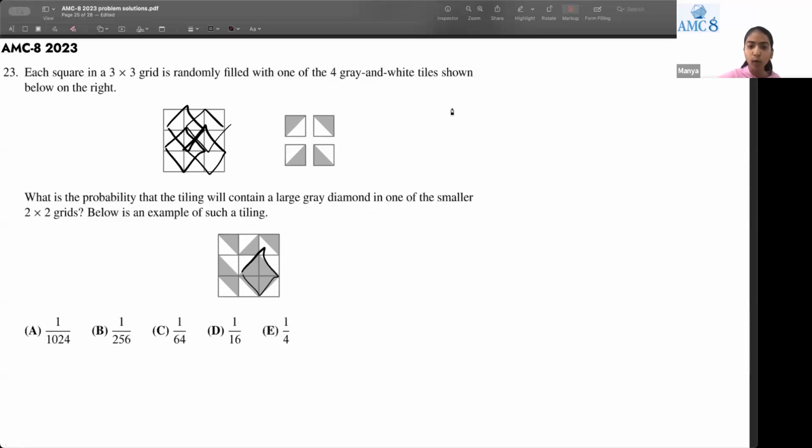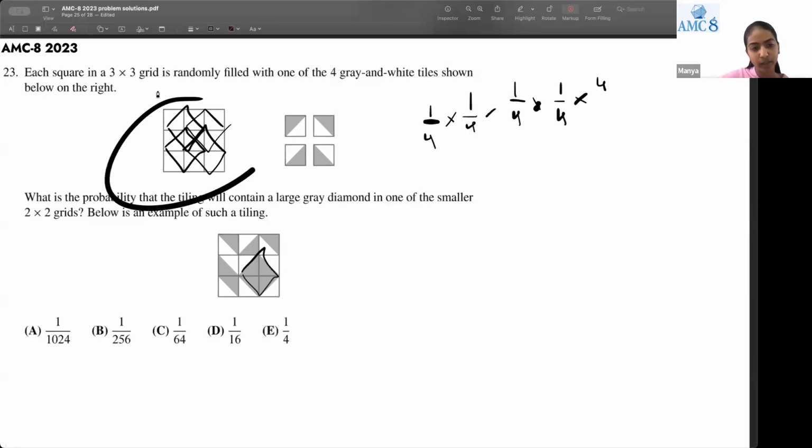And here there's 4 different possibilities. So 1 by 4 for the first square, times 1 by 4 for the next one, times 1 by 4 for the third one, and times 1 by 4 for another one. And we will have to do this times 4 since there's 4 gray diamonds possible. I just showed this right here.